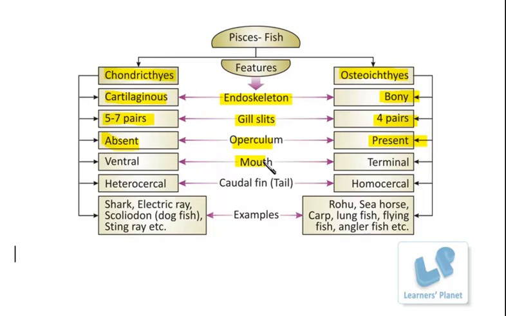Then regarding the mouth, the position of the mouth also varies in these two types of fishes. In the case of Chondrichthyes, the location of the mouth is ventral, whereas in the case of Osteichthyes, it is always terminal. I can explain it with the help of a diagram I will draw here for you so that it will be very clear to understand this point.